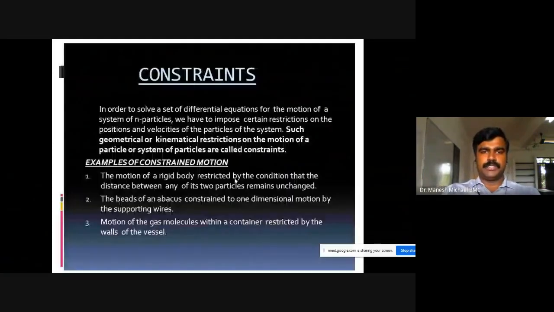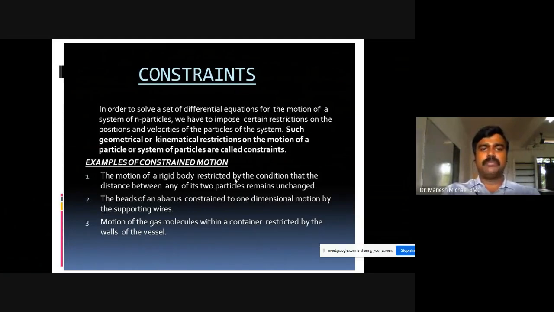So what do you mean by constraints? Constraints are basically the restrictions imposed on the motion of a particle. Suppose you have n number of particles, we can impose certain restrictions on the position and velocity of the particles of the system. Such restrictions on the kinematical motion of a system of particles are called constraints. There are different types of constraints in classical mechanics, and I would like to mention some examples here.